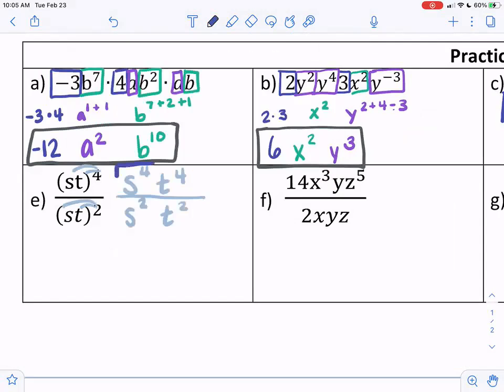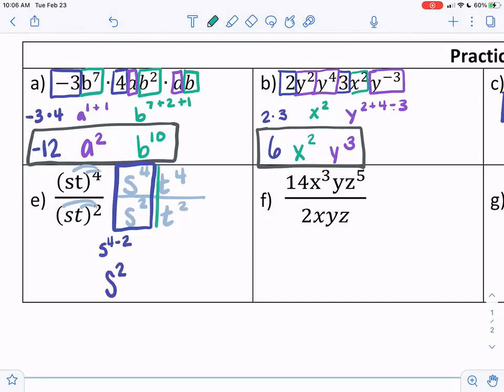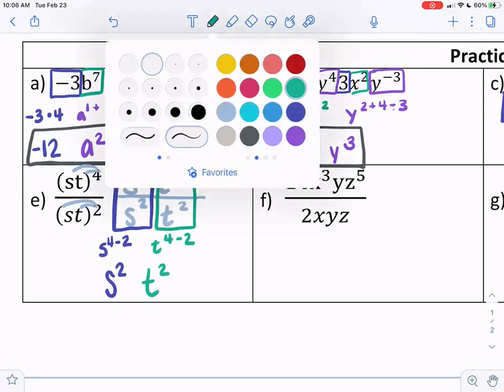Let's first talk about our S's. They are on top of each other, which means now I am subtracting because I'm doing a negative. So I'm going to get s to the fourth minus 2. S to the fourth minus 2 would give me s to the positive 2. I'm going to do the same thing with our t's. T to the fourth minus 2 would give me t to the second. And that would be my final solution.